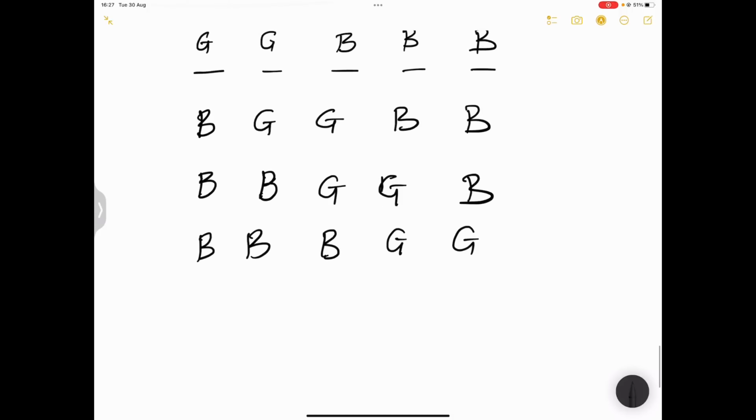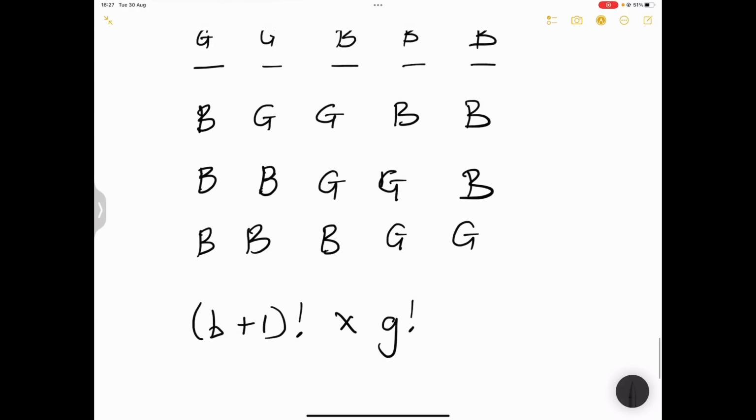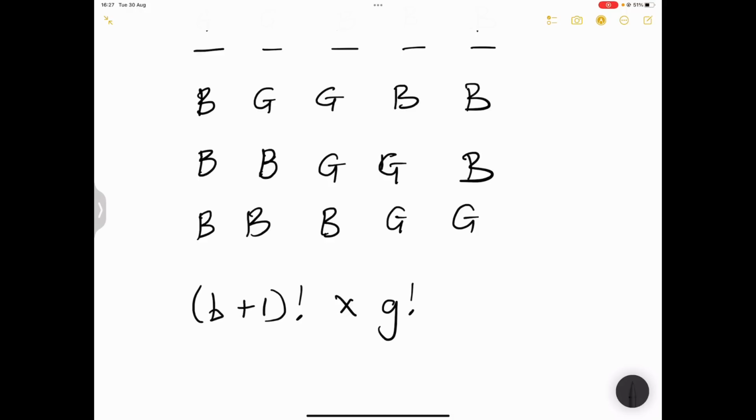So what this would mean is that if I were to take the girls together, I take the number of boys plus 1 factorial multiplied by the number of girls. So that is in fact my 4th rule.